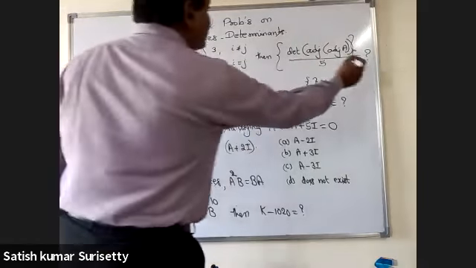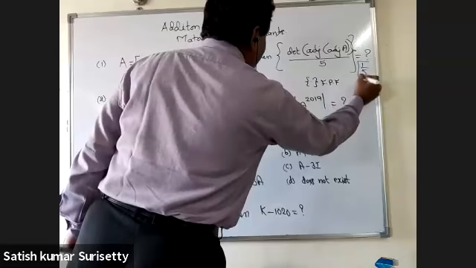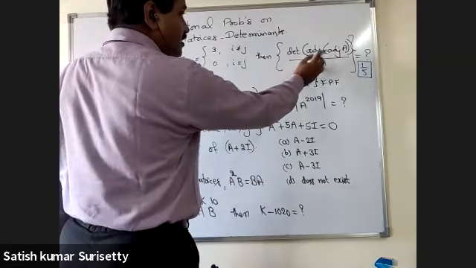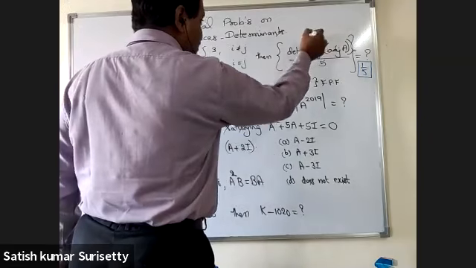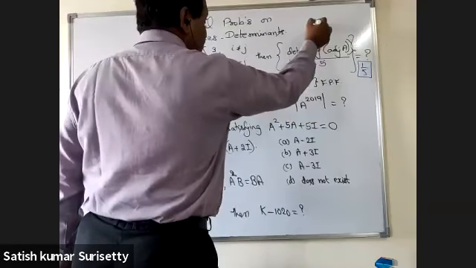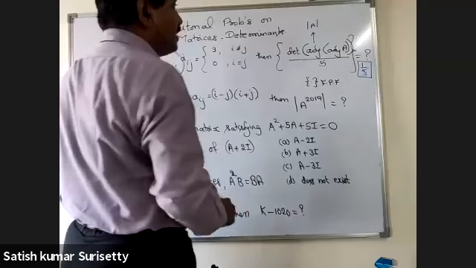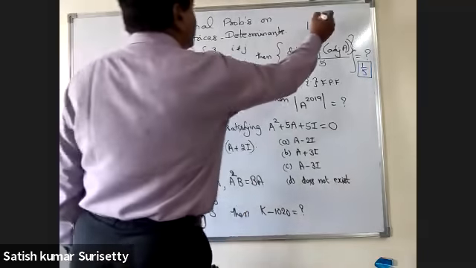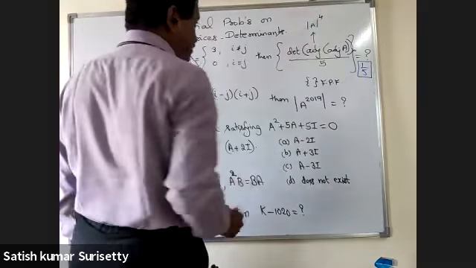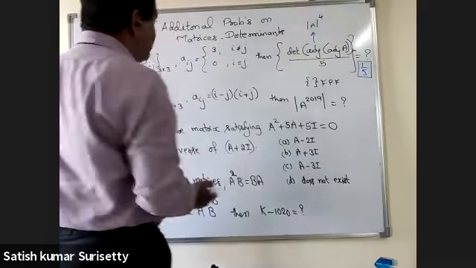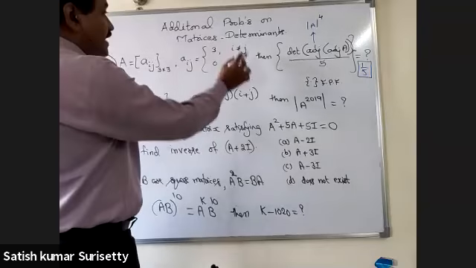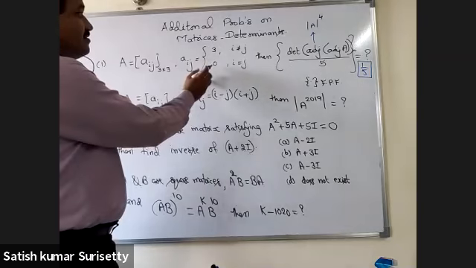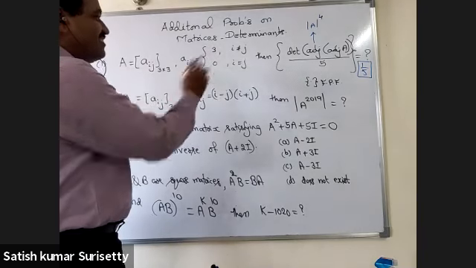So answer is 1 by 5 or 0.2. Correct. Now you have a formula for determinant of adjoint of A. What's the formula? Determinant of A to the power of (n minus 1) whole square. What is n? 3. 3 minus 1 whole square means 4. But what is determinant of A? This is which matrix? 3 into identity.